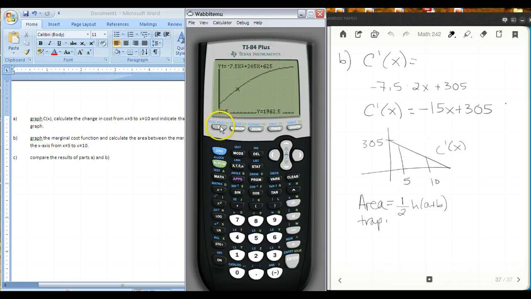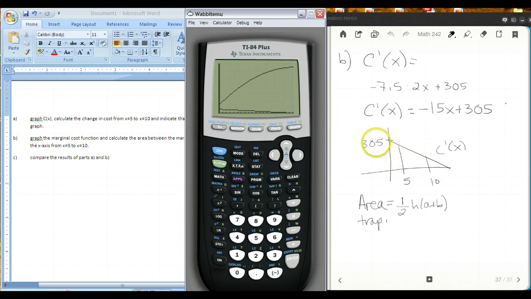Okay, so in y equals, I've actually already stored in that derivative right there. I just need to go turn it on here so that you can now see it when I hit the graph button. And it doesn't look very good. The reason is because this cost function is way up here, really large values for y, and this marginal cost function is sort of down here with smaller values of the output here.